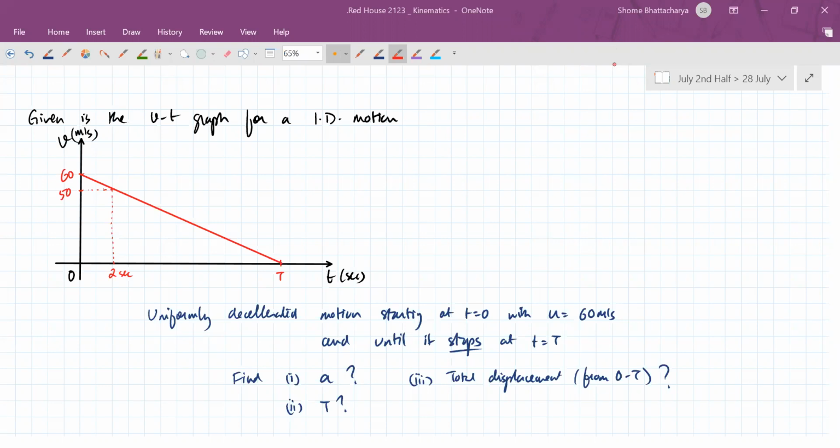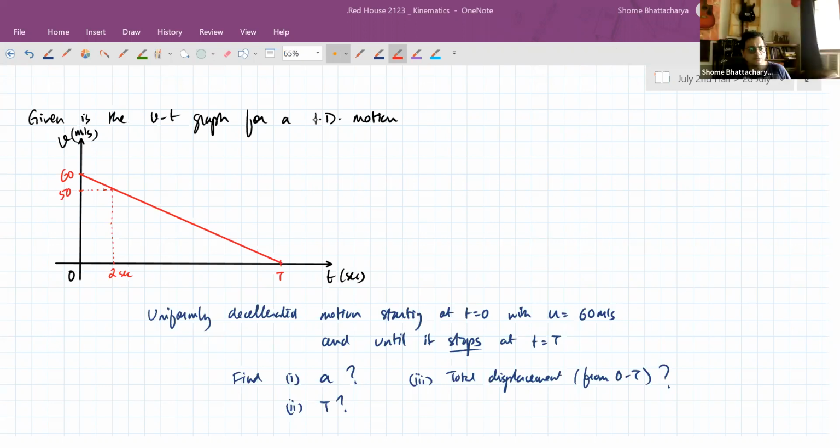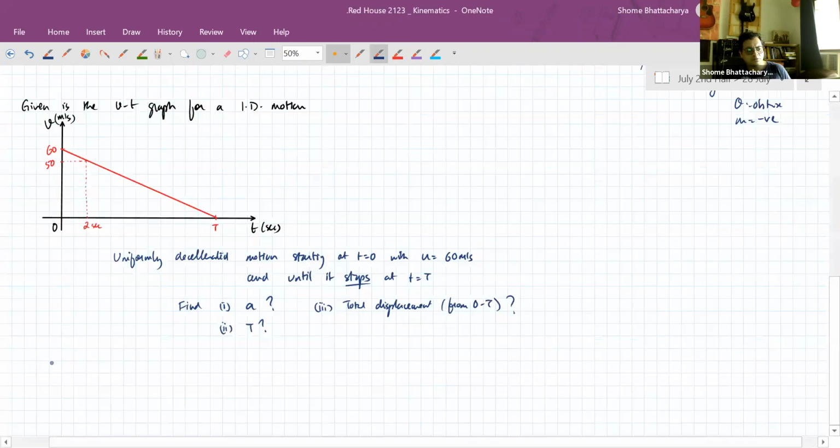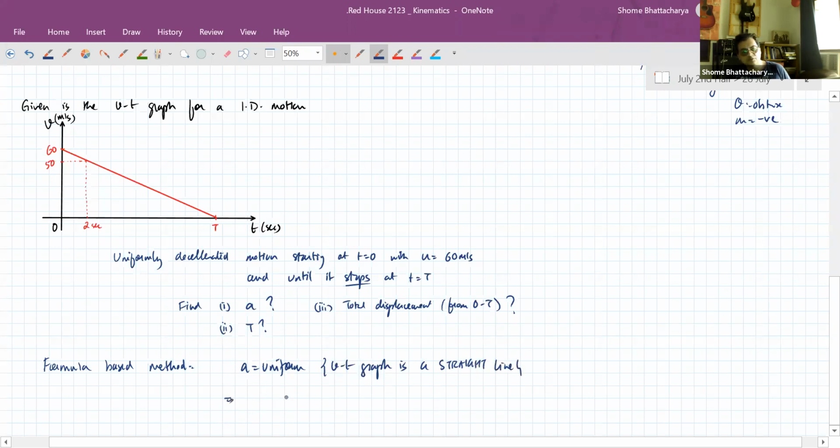Okay, so we will discuss a couple of different approaches of doing this type of question. So the first is the formula-based method. You can see that it is a case where acceleration is uniform because the VT graph is a straight line. So the moment the velocity time graph is a straight line, we know that acceleration is uniform. So we have the formula v equals u plus at.